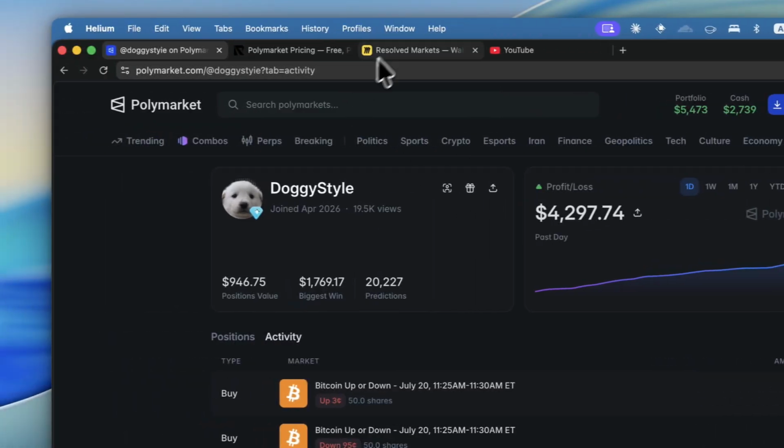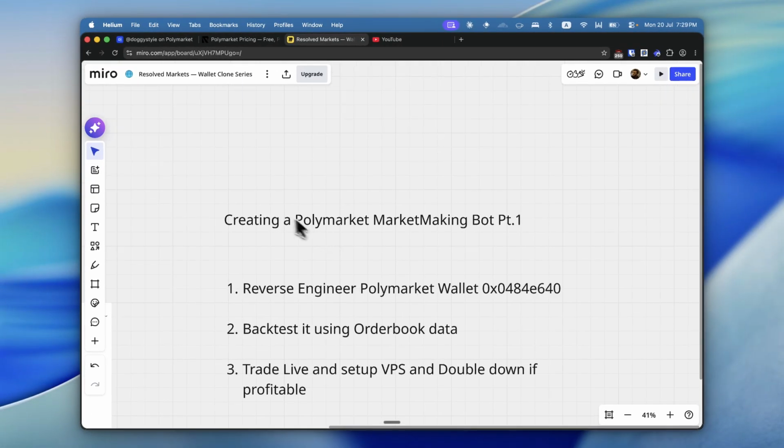Hello everyone. So in this video, we'll understand how to create a Polymarket market making bot. This is part one of that, and this is an experiment by me. So what we'll do is we'll first try to reverse engineer a profitable Polymarket wallet. Then we'll backtest it using real order book data, and then we'll try to trade it live and set up a VPS and double down if we become profitable.